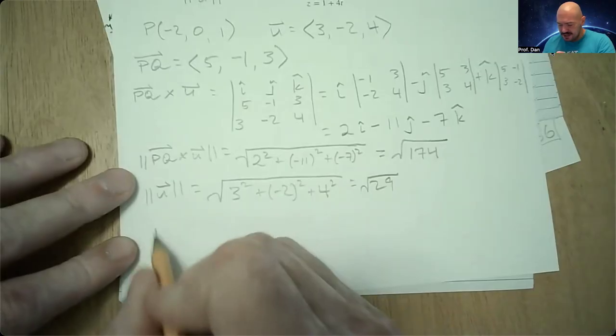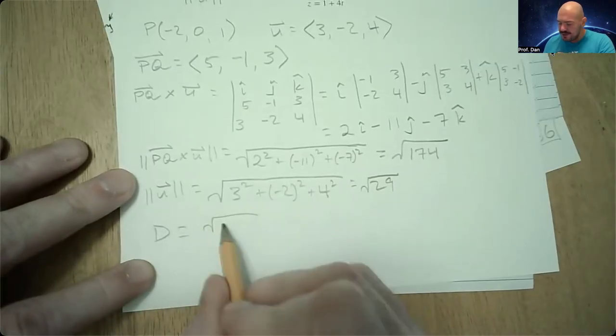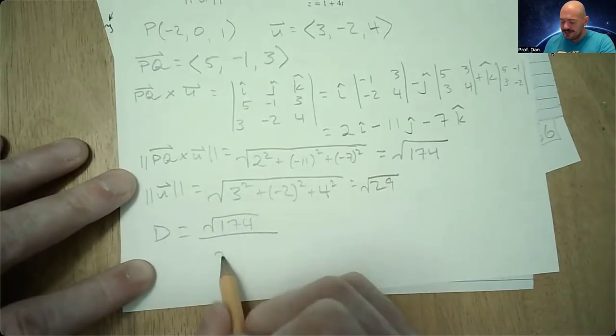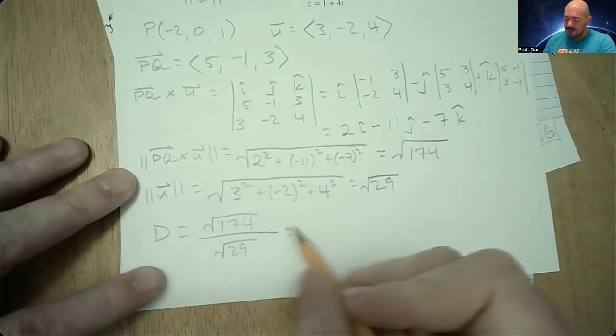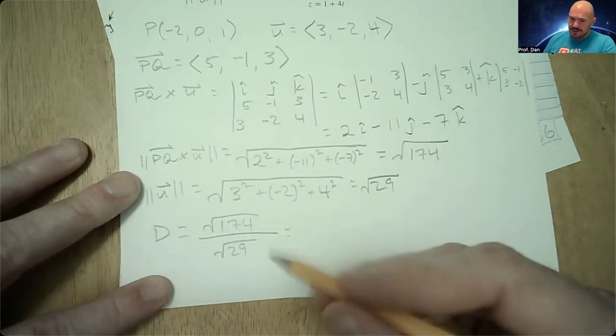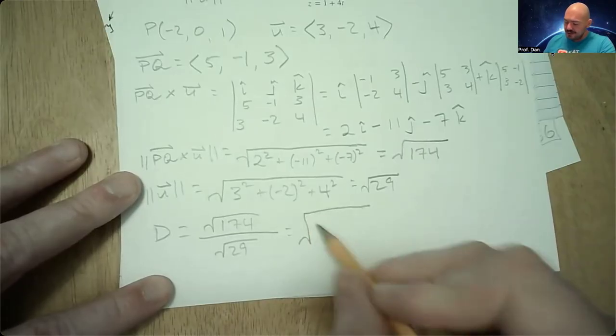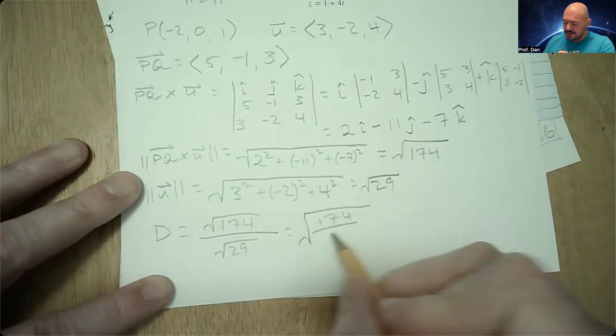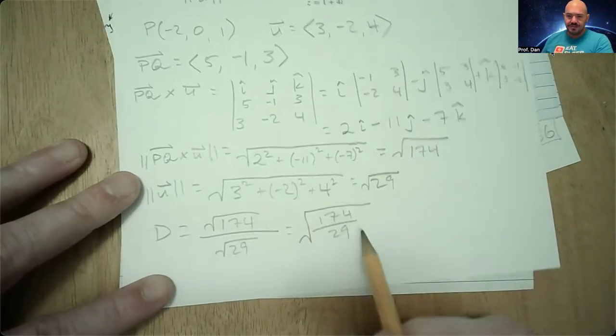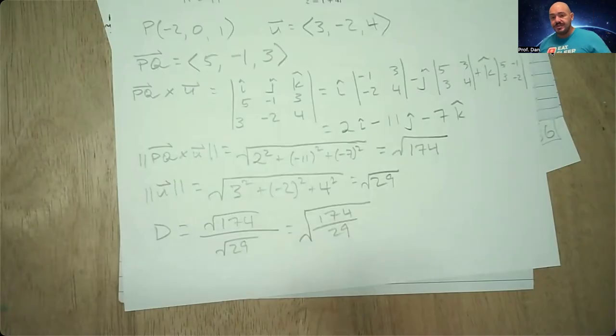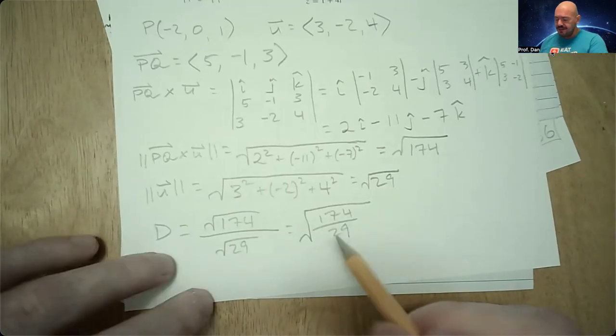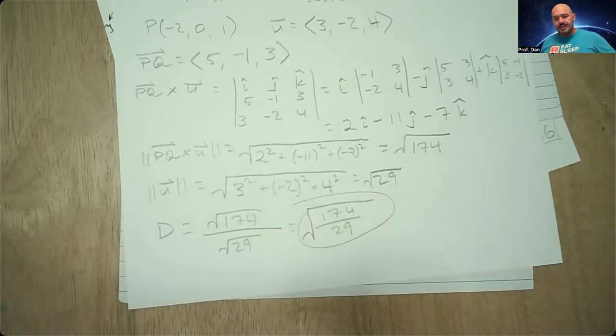So the distance then is going to be the square root of 174 divided by the square root of 29. Remember with square roots, if you have a square root over a square root, you can just make it the square root of a fraction, right? So you can write your answer like that. Again, if you're using a scientific calculator and you're asked for a decimal value, you can just type in either of these and you'll get the answer, right? But that's the distance. And those are our examples.